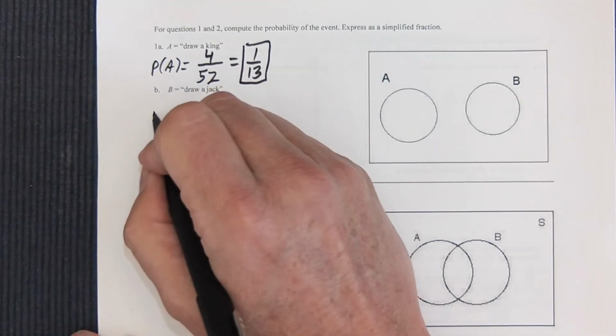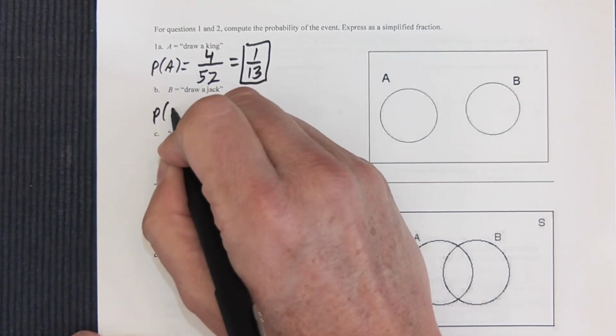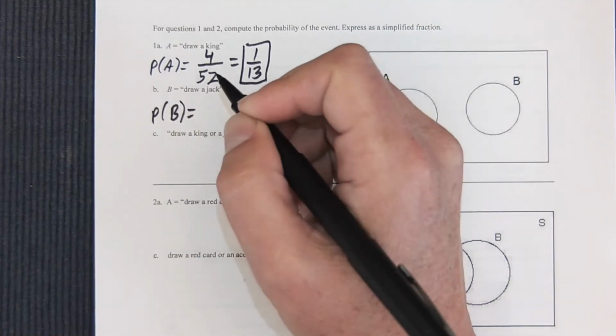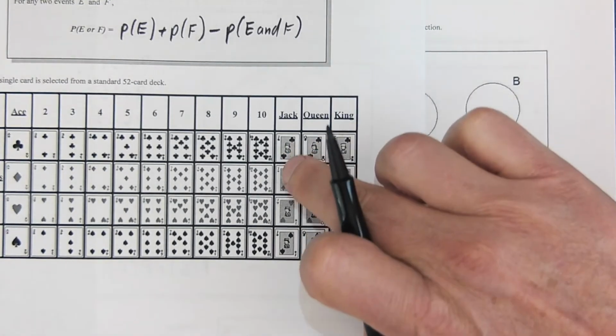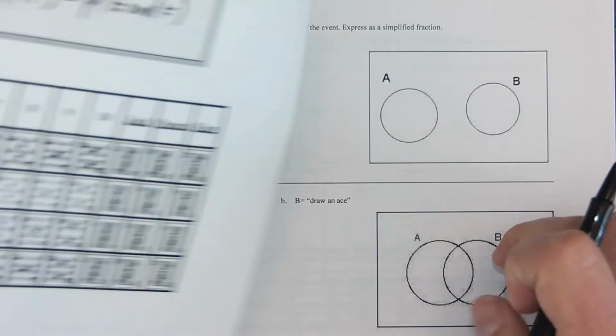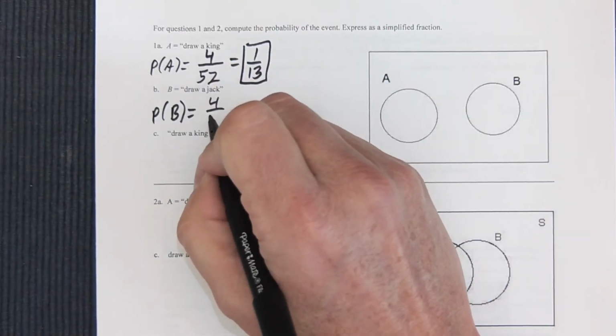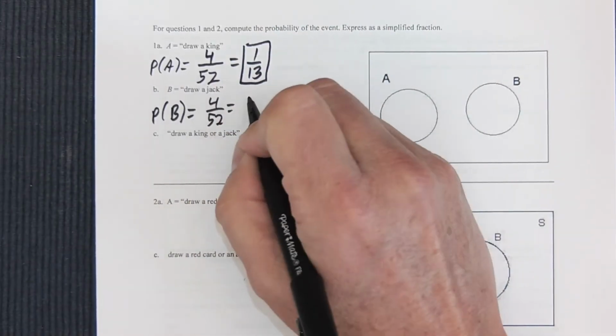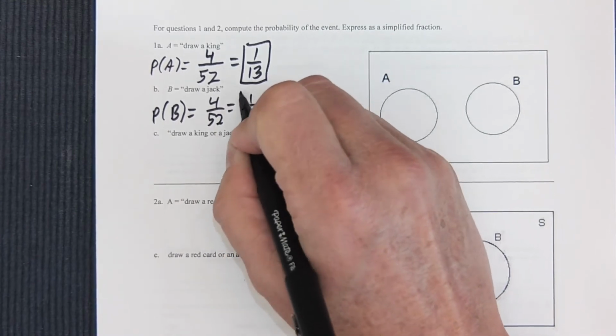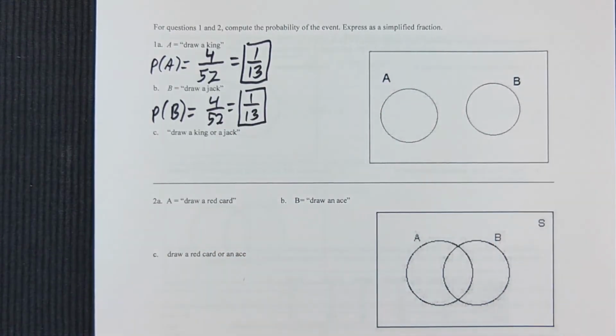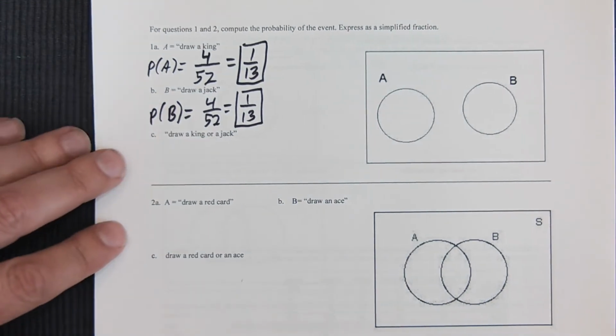The probability of drawing a jack. How many jacks are there? Well, just like kings, there are 1, 2, 3, 4 jacks out of the 52, which reduces to 1 over 13. Once again, this means that there's a 1 in 13 probability of randomly selecting a card from a standard deck of cards and getting a jack.